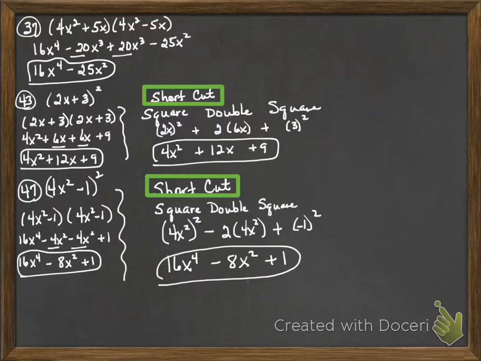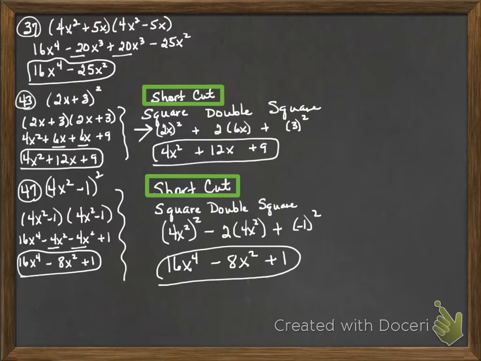So the long way is on the left, and you're just FOILing those out. But let's use 43. I'll walk you through this one. So 2x plus 3 squared. Remember, that means 2x plus 3 times itself 2 times. So you can just FOIL that out. That would be considered the long way. Or the shortcut is square, double, square. So you take the first term, which is 2x, and you square that. You'll really do this in your head. I've tried to write the steps out, but you'll actually do this whole line in your head.